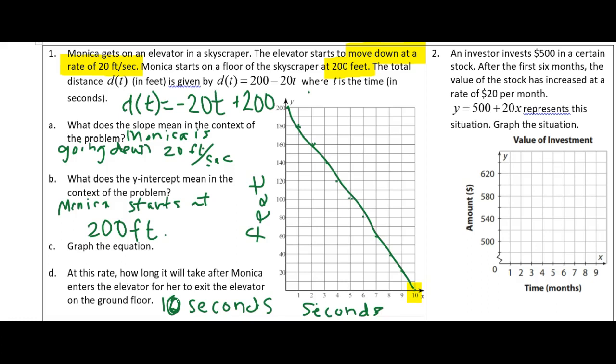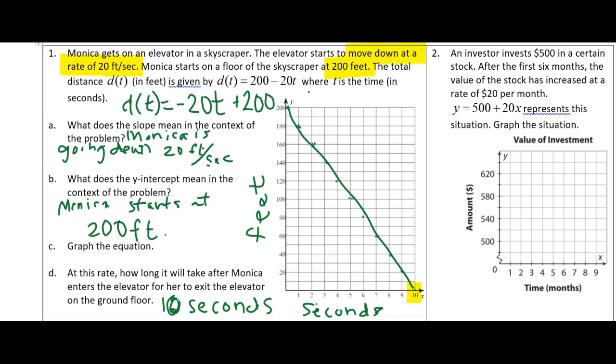All right. The next one we have, an investor invests $500 in a certain stock. After the first 6 months, the value of the stock has increased at a rate of $20 per month. The function y equals 500 plus 20x represents this situation.